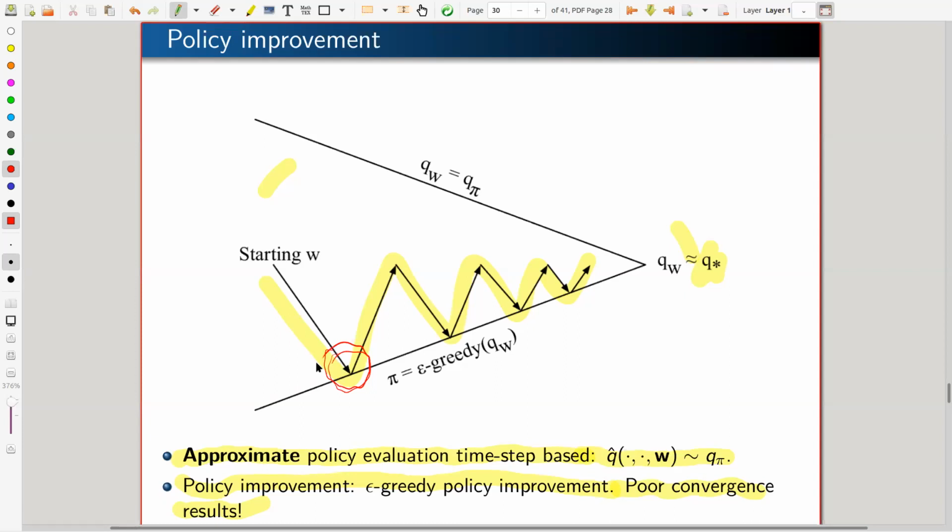Is this still true in the approximation case? I mean, I'm still calling it improvement, but in the tabular case, there was a theorem. You remember the name of the theorem? The policy improvement theorem. Perfect. It's a very, very easy name to remember.